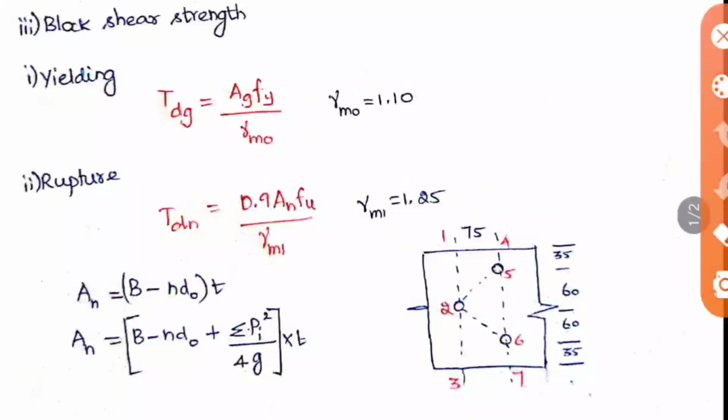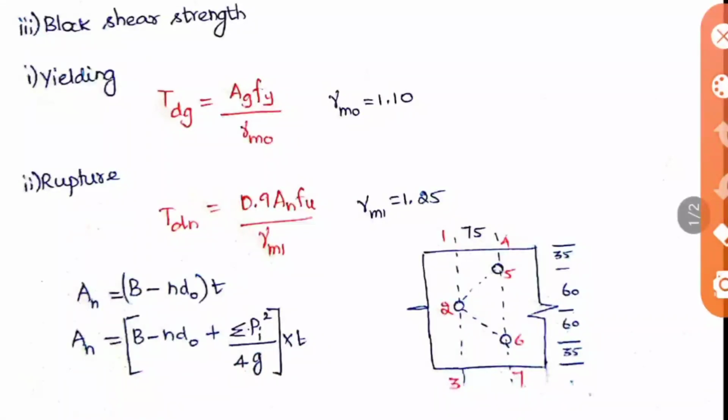Okay, and then there are two formulas for this net area. We know Fu and gamma m1, so An is the only factor we don't know. So how do we calculate this net cross sectional area? There are two formulas. One formula is for chain bolting, and the other is for staggered bolting. What do chain bolting and staggered bolting mean? If the bolts are placed in a single line or in a series of lines, it is chain bolting. If they are in alternate positions, we call that staggered bolting.